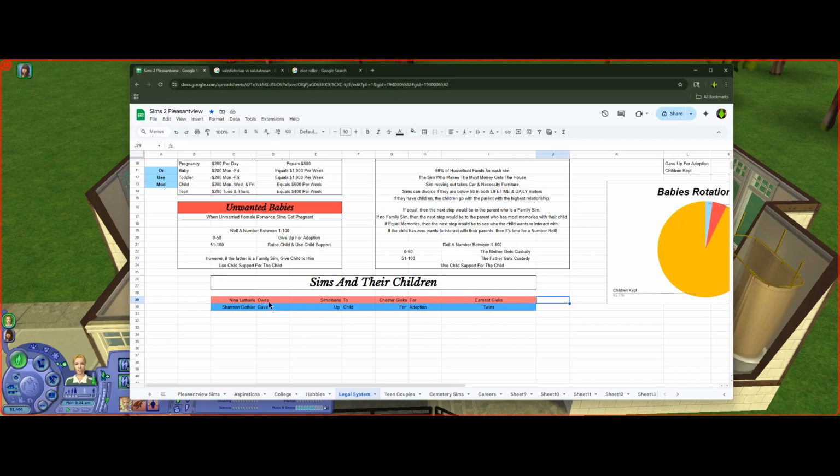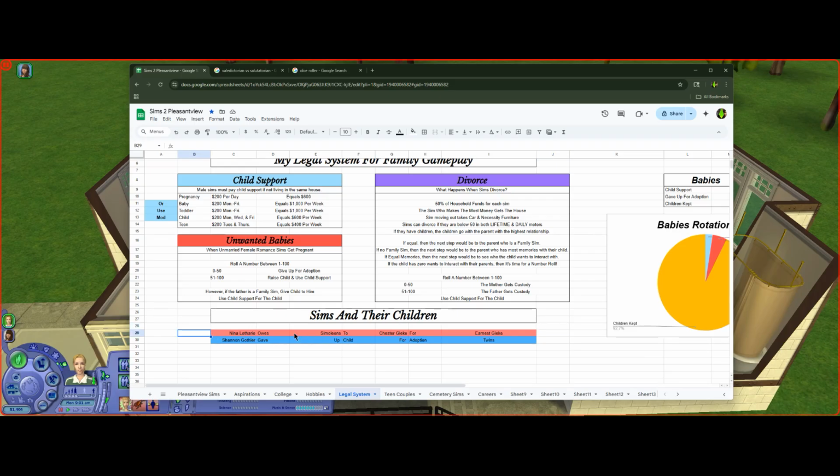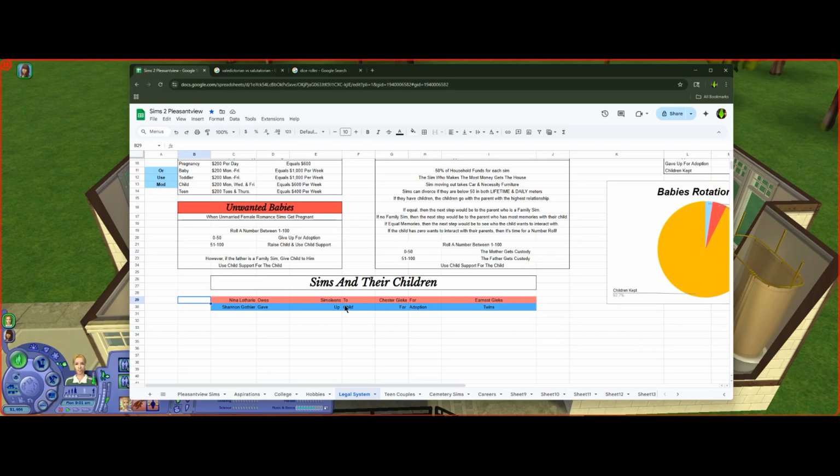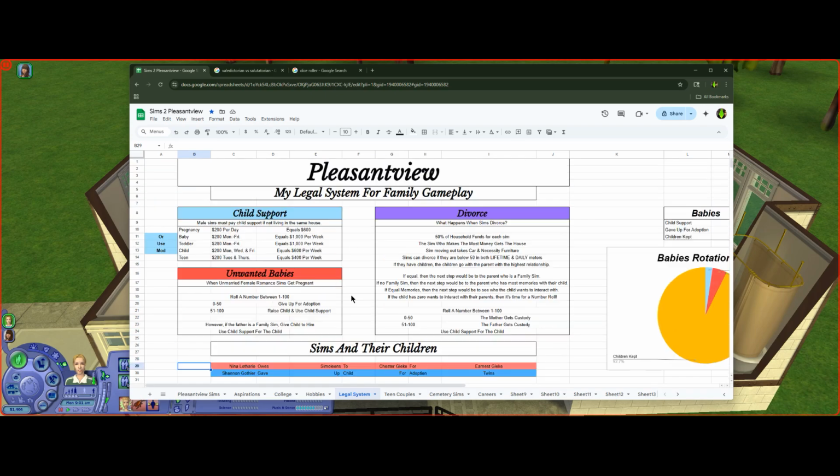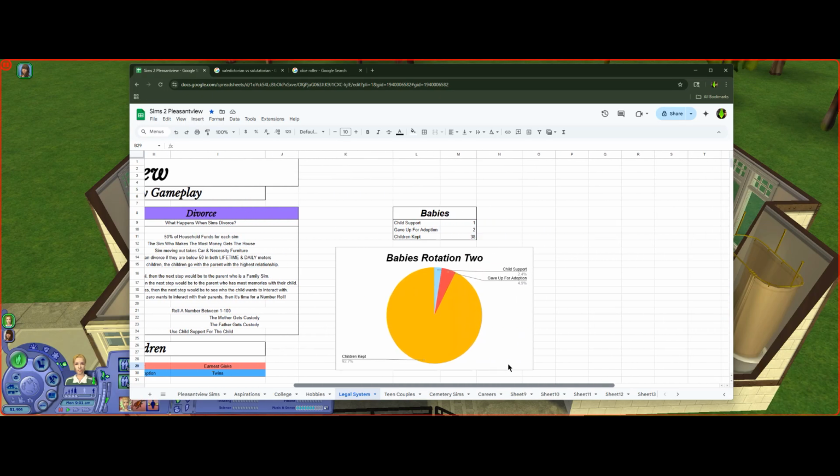So that's that. Nina Lothario here owes simoleons to Chester Geek for Ernest Geek. So she's on child support. And I think I'm going to keep this list here just to see what has happened during my rotations and whatnot. And my divorce is the same. Nothing's changed about my divorce.